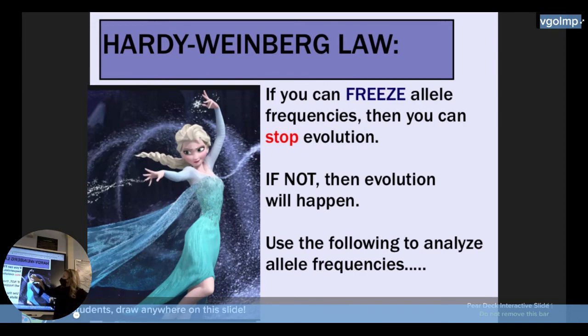But the whole point of it is to show we have to do the opposite of these 5 if we want to freeze those allele frequencies. And if we can't do the opposite of these 5, then evolution is going to occur.